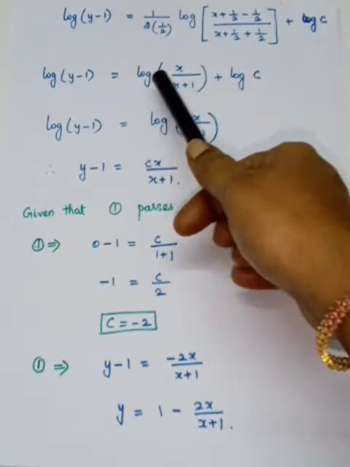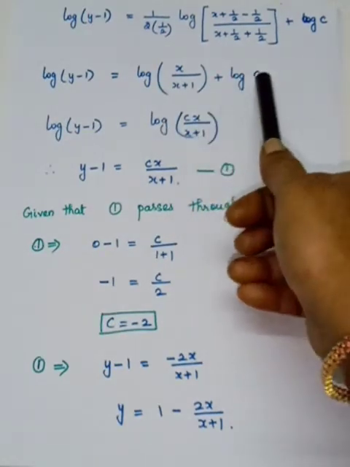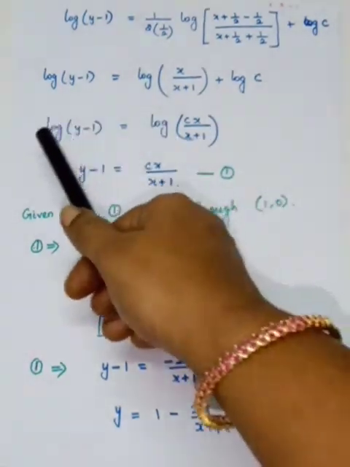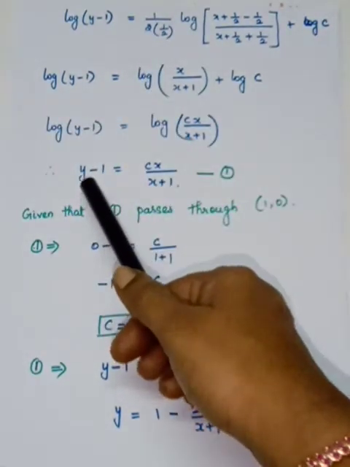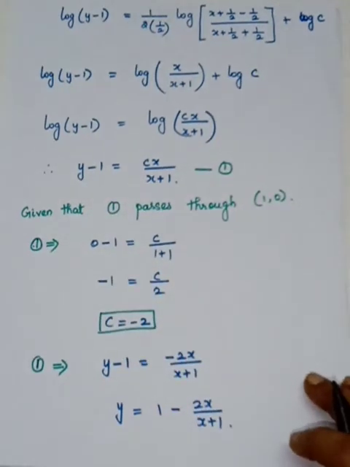So here log a plus log b can be written as log ab. So the c is multiplied with this term. And on both the sides you are having log, so it is getting cancelled. So therefore y minus 1 is equal to cx divided by x plus 1.